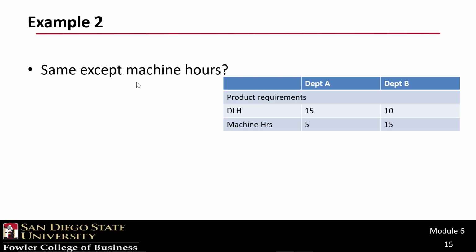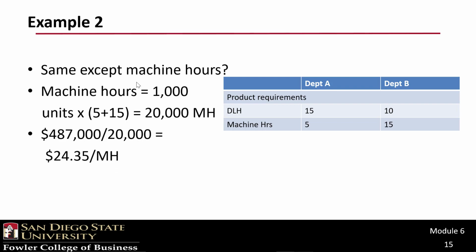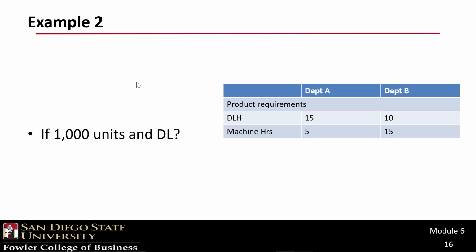We could do the same thing except use machine hours as well. So machine hours are 1,000 for 1,000 units. We take the 5 and the 15 from Department A and B. That's 20,000 machine hours. 487,000, which was our total overhead, divided by 20,000 is $24.35 per machine hour. Okay, so in theory, what we have here are two competing ways to allocate overhead based on a predetermined rate. So why don't we track through, and first we'll do direct labor hours.